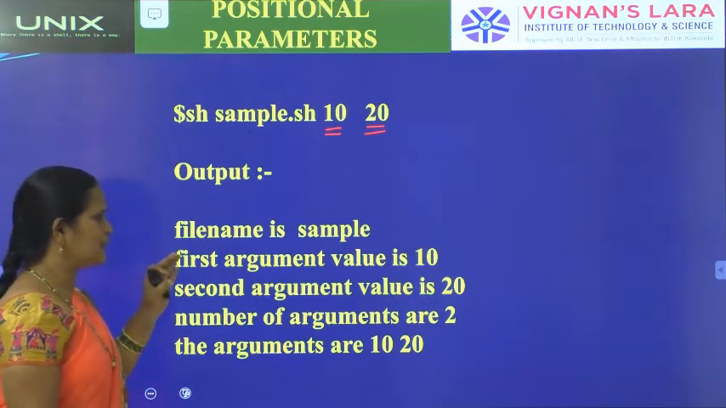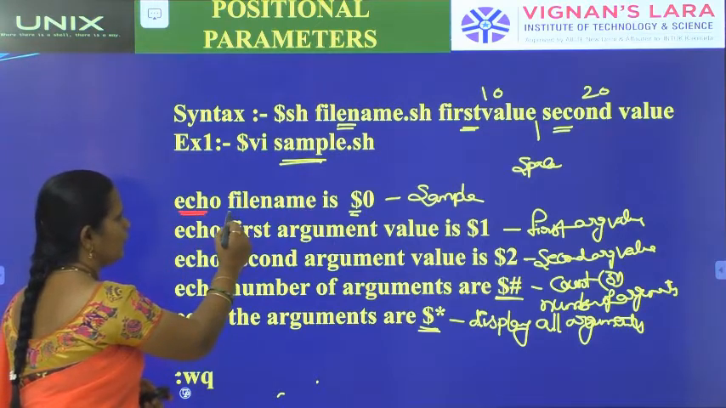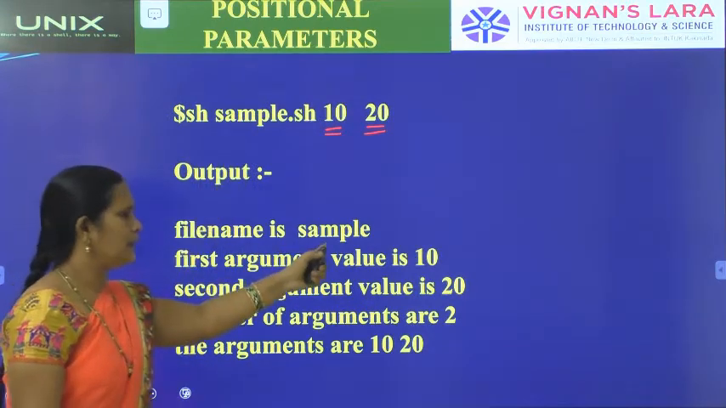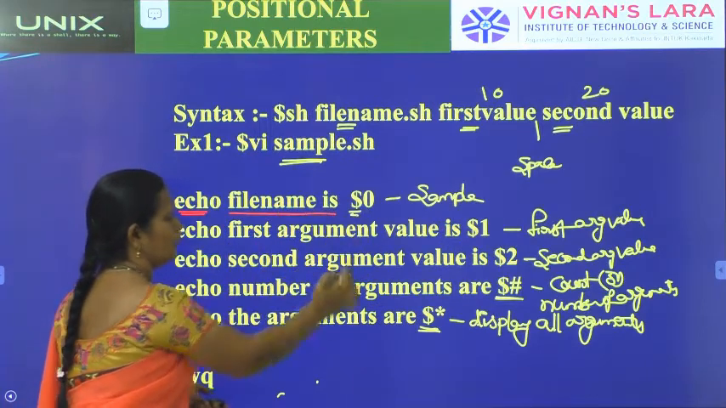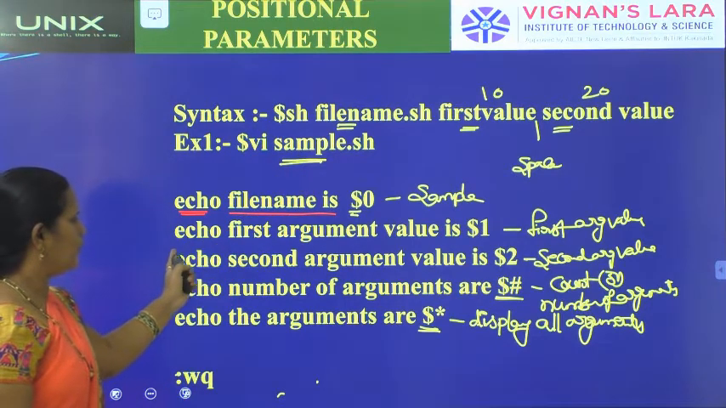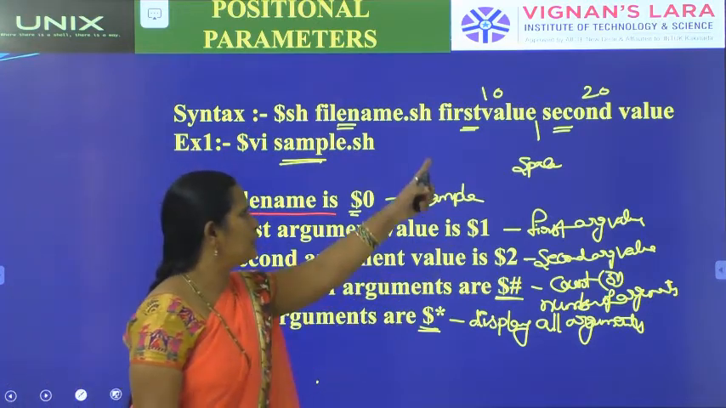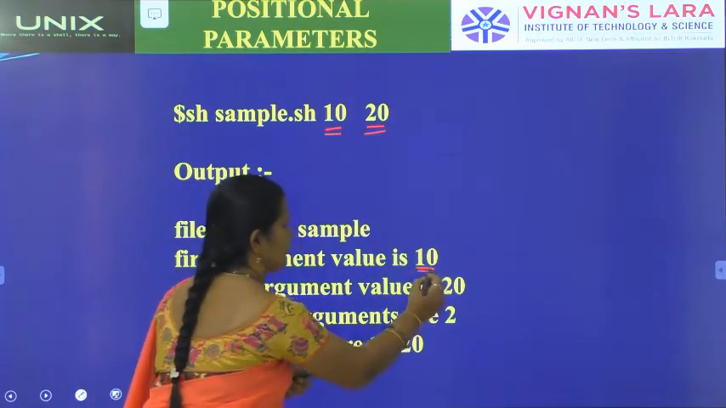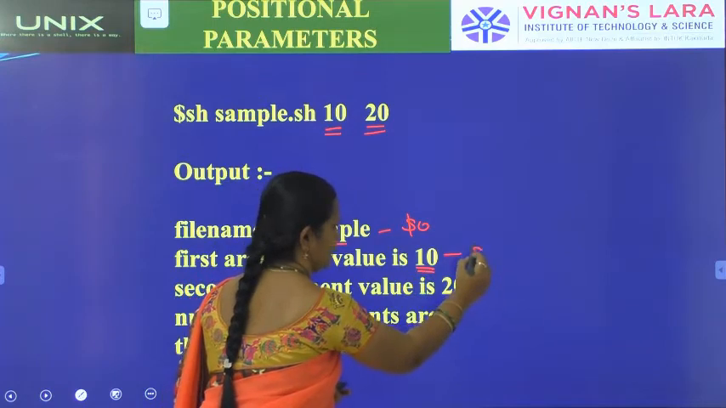What is the first statement? echo is the command, followed by "File name is". What is the file name? Sample. Then it's going to display sample. Observe clearly: "File name is" is within quotation marks, followed by $0. $0 indicates sample. Similarly, observe the second line: echo "first argument value is" followed by $1. $1 means it's going to display 10. So the first argument value is 10. So this is $0, this is $1.